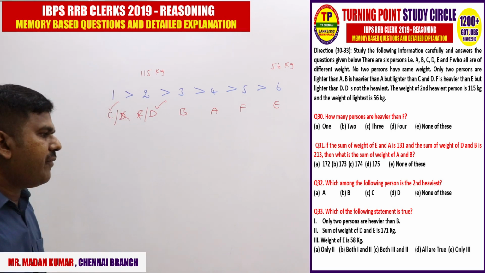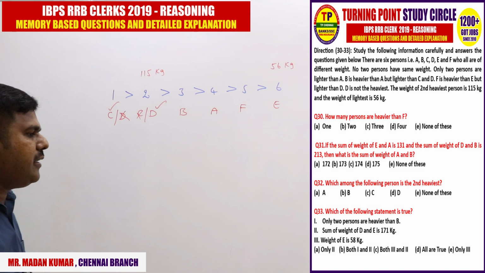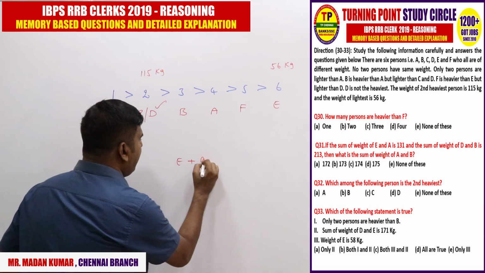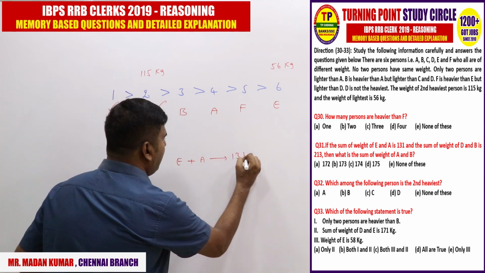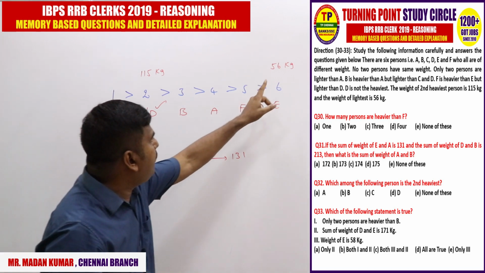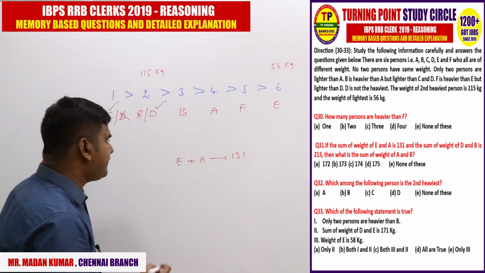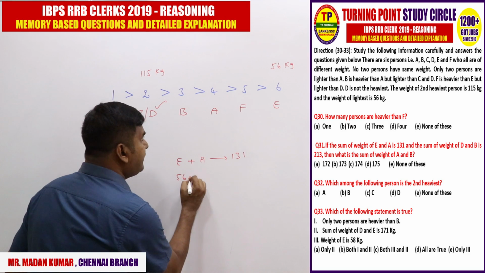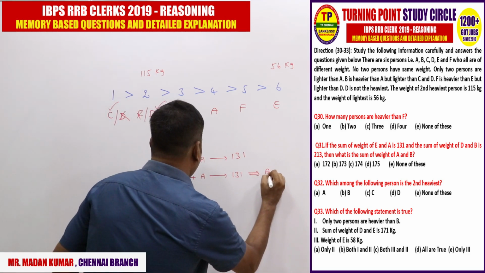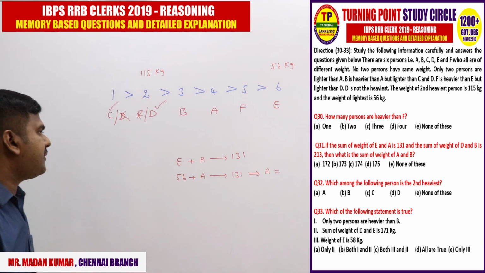What is the next one? If the sum of the weight of E and A is 131. E plus A is 131 being given. Any weight we do know? Yes, it is being given. So how much is E? 56 plus A is 131. That implies A is equal to how much?